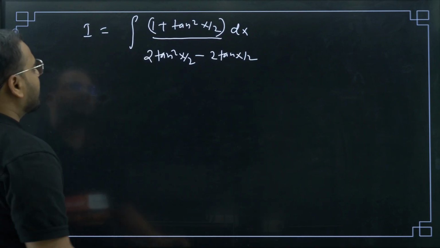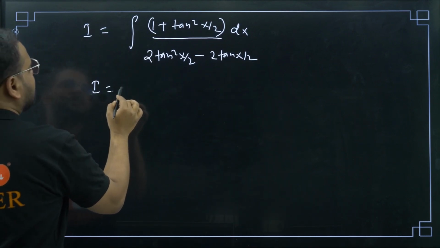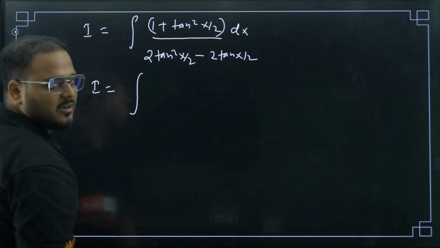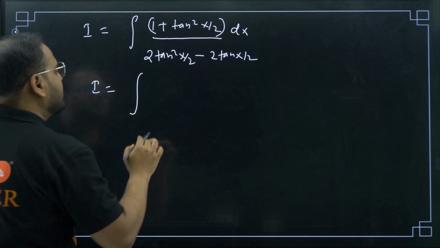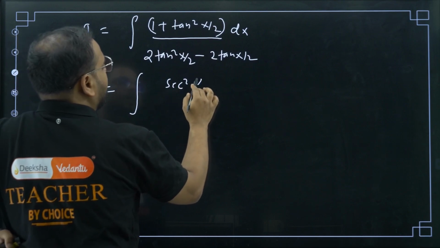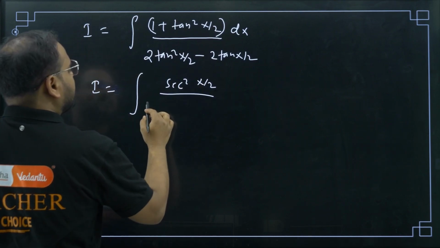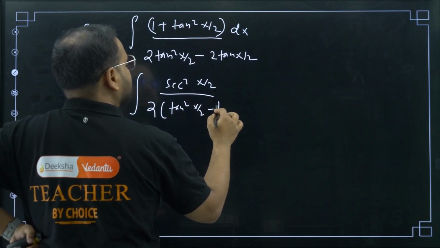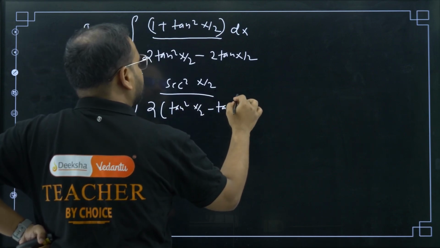Now do one thing, write this as integration of what? 1 plus tan square is the identity sec square theta. So sec square x by 2, and I'll take this 2 common, writing it as tan square x by 2 minus tan x by 2 dx.